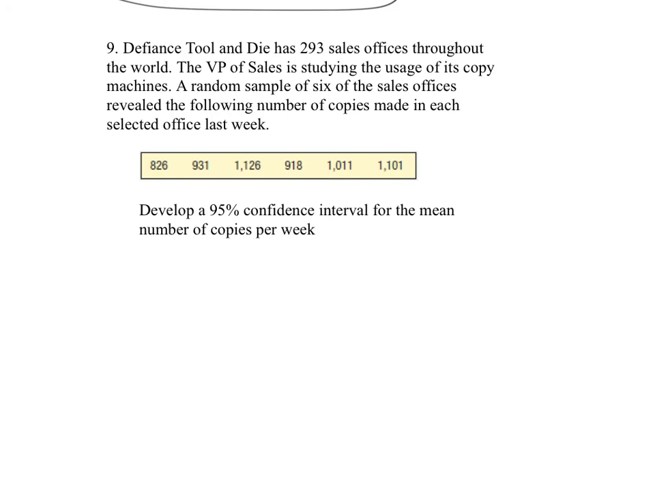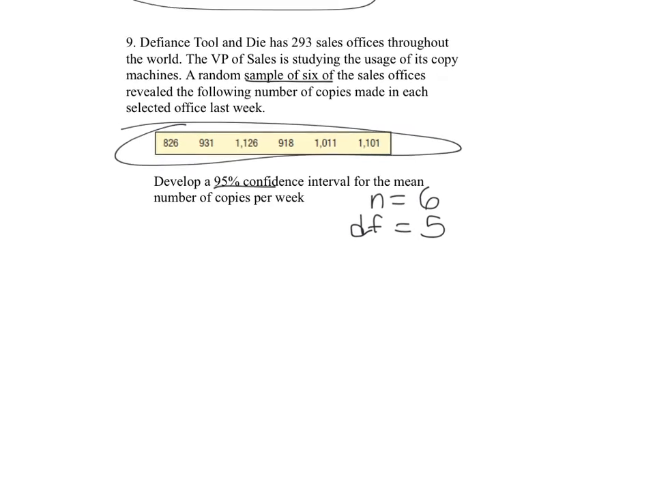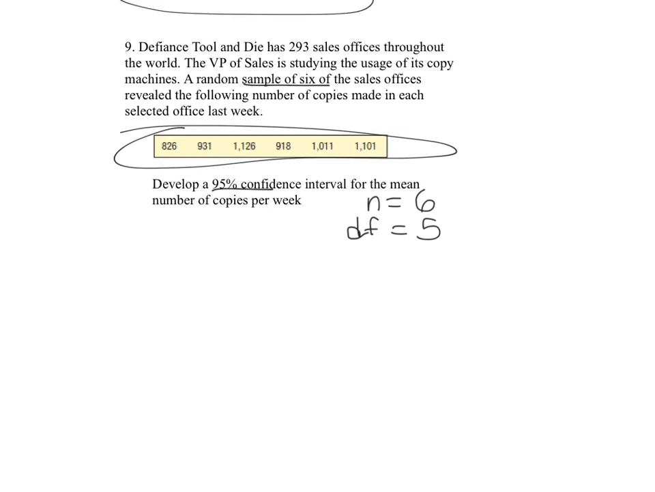All right, so last question here. We have Tool and Die, which has 293 offices around the world. Here we have taken a random sample of 6. So these are the 6 observations. And we need to use this to find the mean and standard deviation and generate a 95% confidence interval. First, we have n being equal to 6, which means our degrees of freedom are equal to 5. And we're using a t-distribution here because we're going to be the ones calculating the sample standard deviation, as the population standard deviation is clearly unknown.